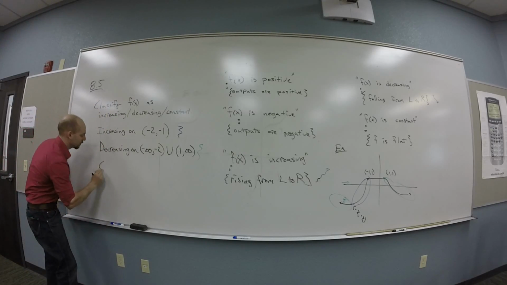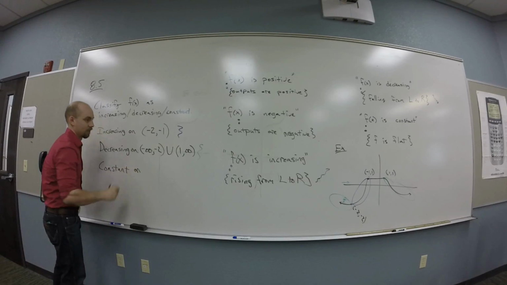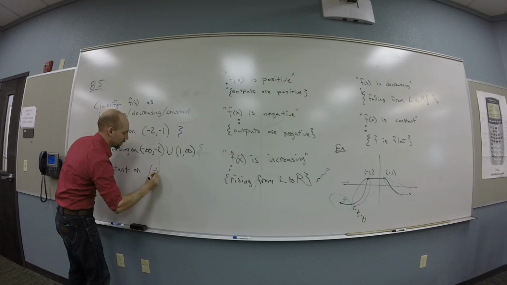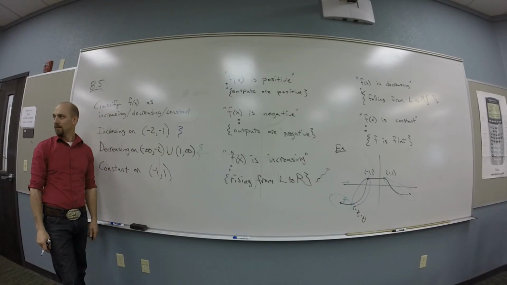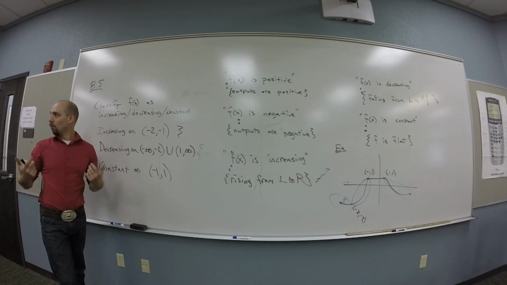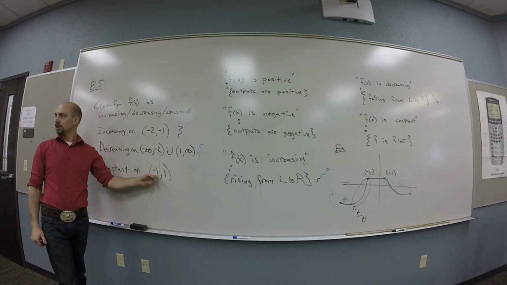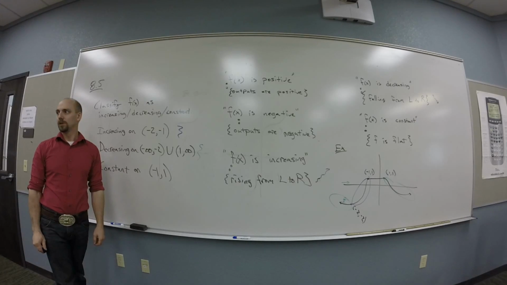And where's it constant? Oh yeah, everywhere between negative 1 and 1. And they've got to be open because, yeah, on one side it's not flat, right? On each of those points. On the left side of negative 1 it's not flat. On the right side of 1 it's not flat. Is everyone cool with this?